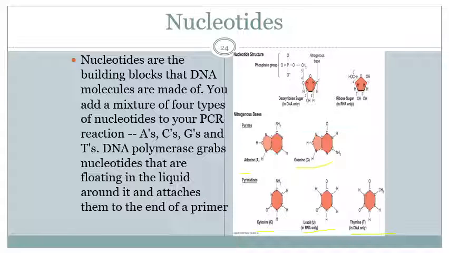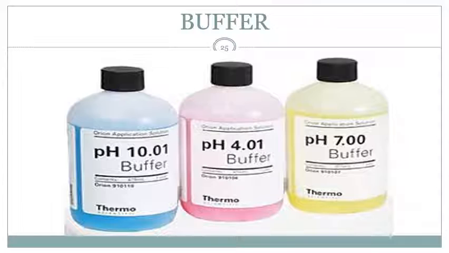You also know that DNA and RNA are two types of nucleic acids. In DNA, there are A, G, C, and T, while in RNA there are A, G, C, and U. Instead of T, U is present. A buffer is also required for PCR.